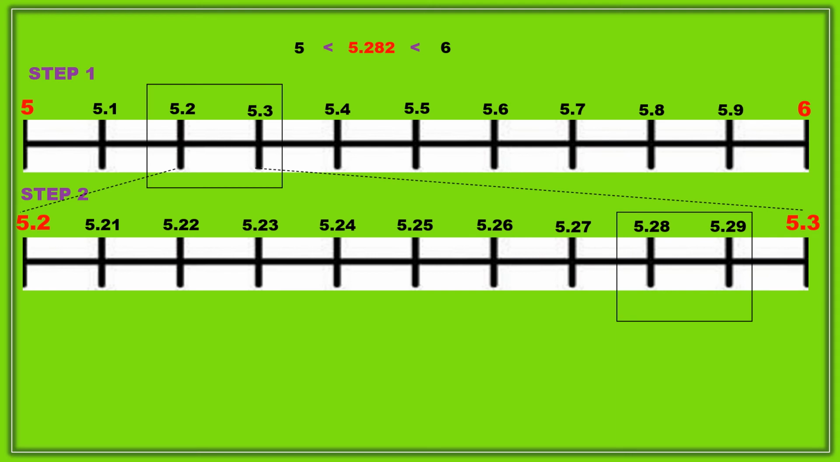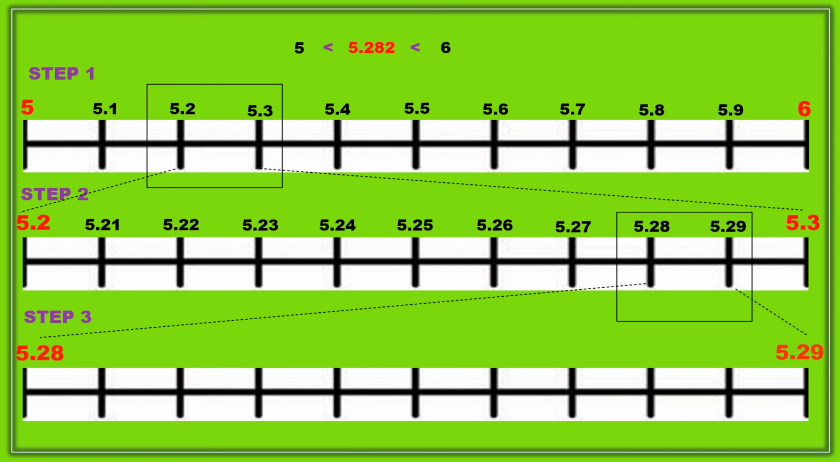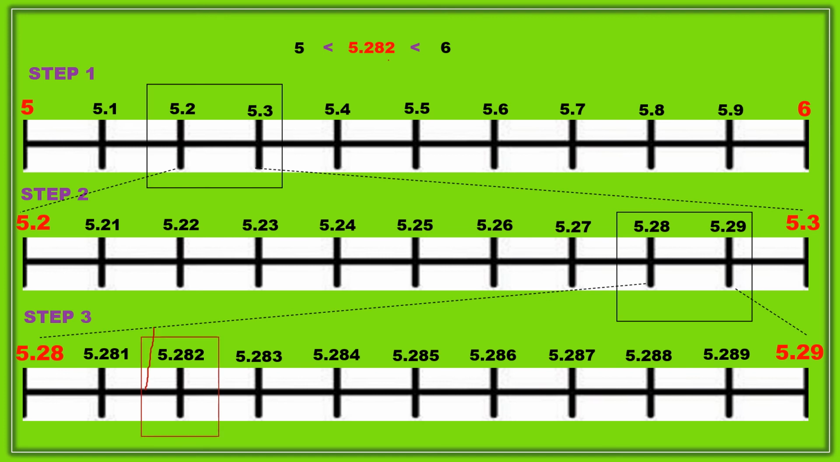Now we want one more digit, so we should write the numbers in between 5.28 and 5.29. They are 5.281, 5.282, 5.283, 5.284 and so on. Our next number is 5.282, so we got the exact 5.282. There is no continuation because he asked only three decimal values. This is how you represent a number on a number line using successive magnification.